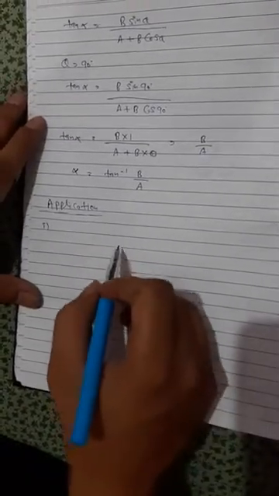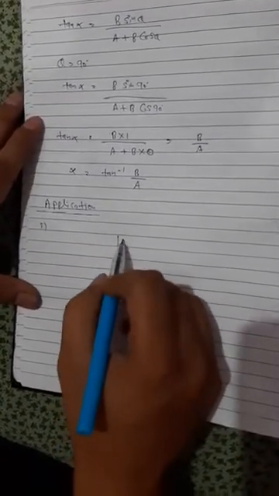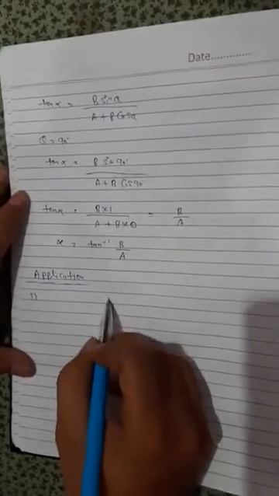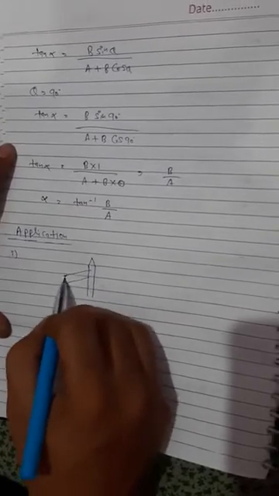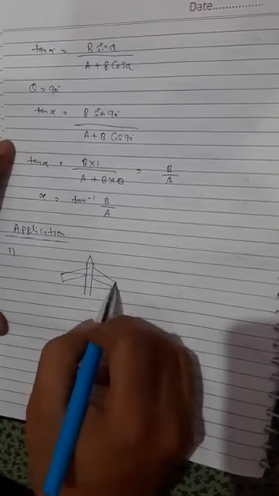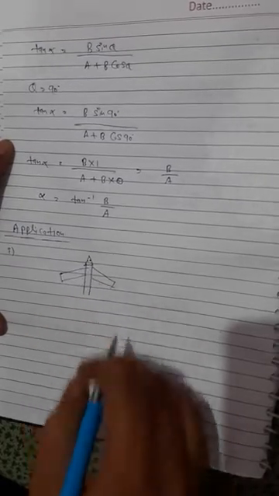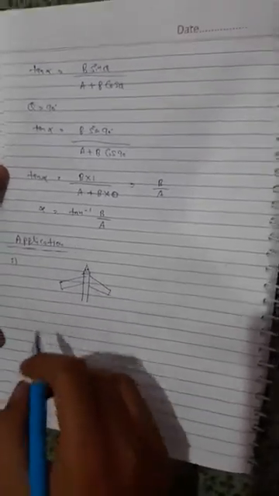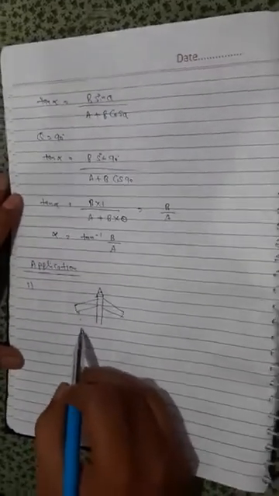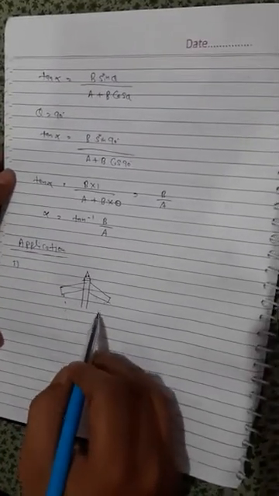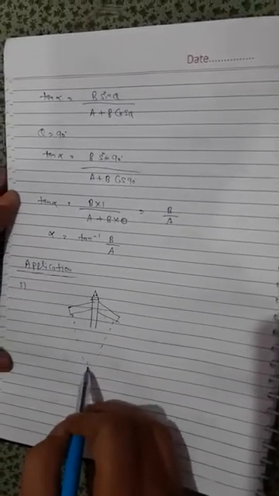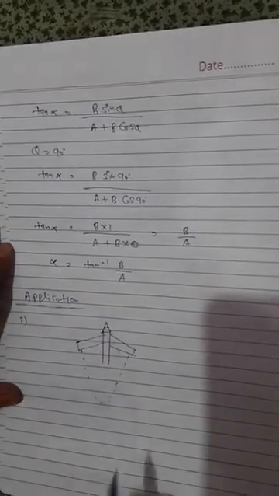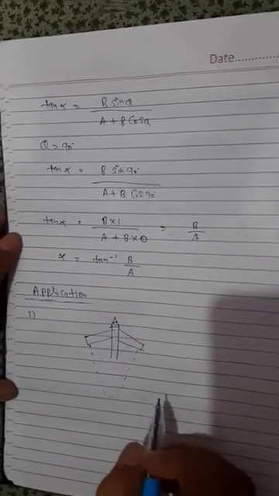Now we will generally discuss the applications. The first one I am taking here is a bird. My drawing is poor, so I am drawing it like this. Suppose this is a bird, and when a bird tries to fly, what they do is swing their wings.